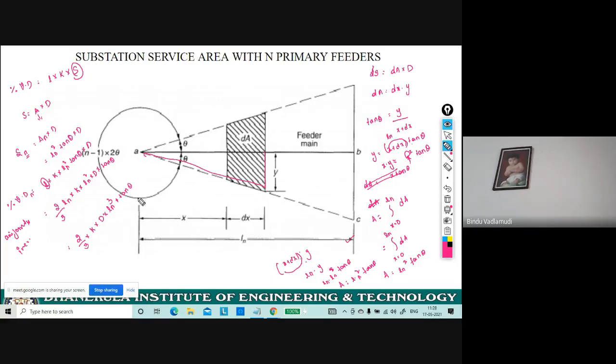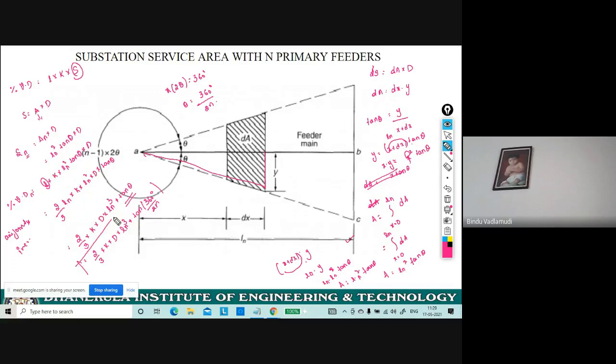So from this, what is the value of tan theta? Can I write n into 2 theta is equal to 360 degrees? Is there any wrong if I write like this? Total angle is 360 degrees. How many feeders are connected? N number of feeders into 2 theta. So theta is equal to 360 degrees by 2n. So here 2 by 3 into k into d into ln cube into tan of 360 degrees by 2n.